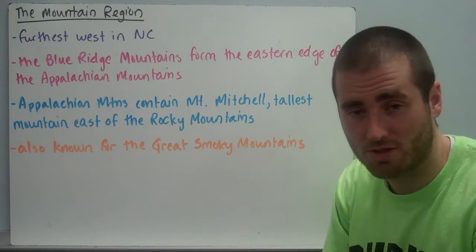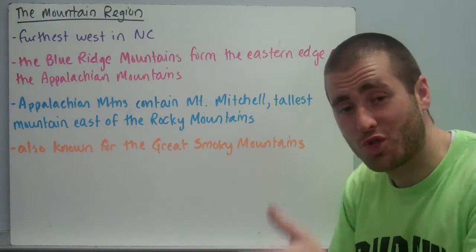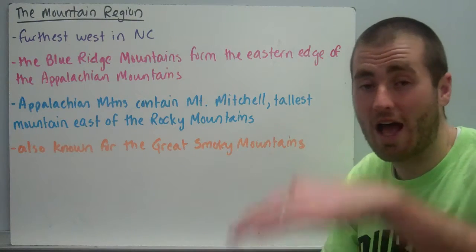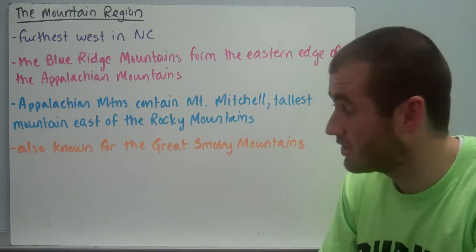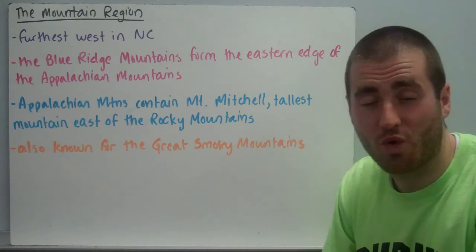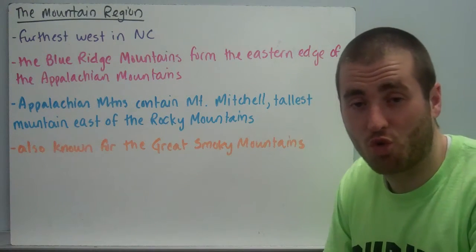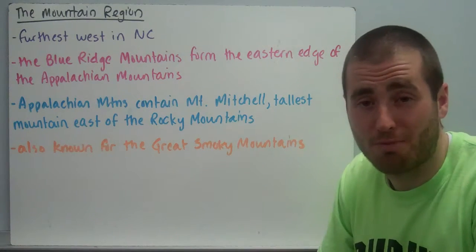The Blue Ridge Mountains are kind of the eastern boundary or edge of the Appalachian Mountains, and the Appalachian Mountains contain Mount Mitchell, which is the highest mountain east of the Rocky Mountains, and they're also known for the Great Smoky Mountains, and if you can play your cards right, maybe we'll visit one region of North Carolina, the Outer Banks or the mountains, this year.